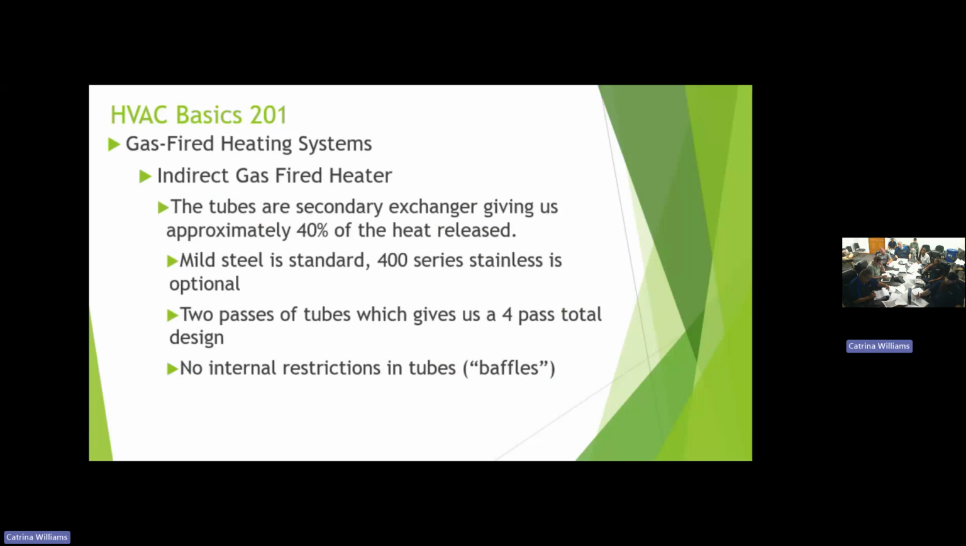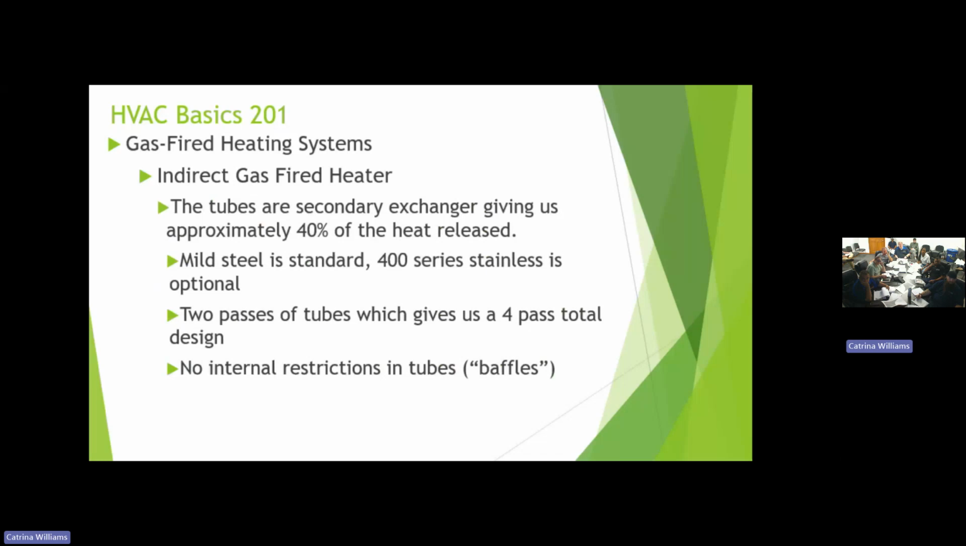And we give a 10-year warranty on that, so you can't complain about that. But again, you've got 2 passes of tubes. It's going to give you the 4-pass total design. And a lot of you haven't seen it. I'm sure Crystal has. The specs come in, they say 4-pass heat exchanger. That's what we're getting at right there.